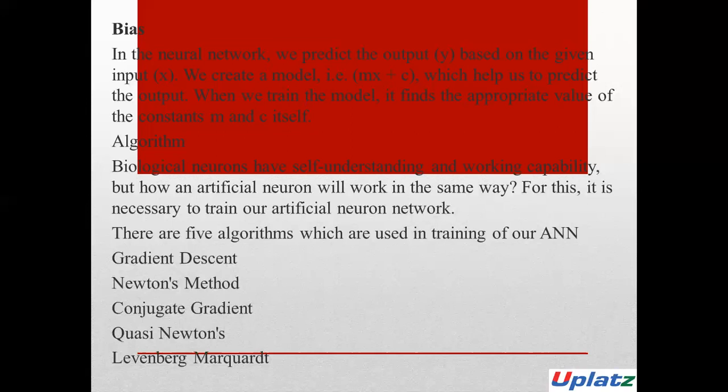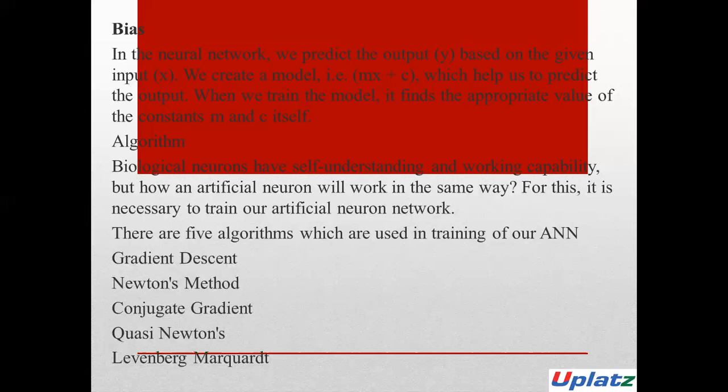The first one is gradient descent. The second one is Newton's method. The third one is the conjugate gradient. The fourth one is the quasi-Newton method. The next is Levenberg-Marquardt. So these are the popular algorithms for the ANN.